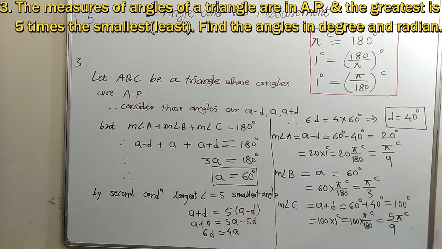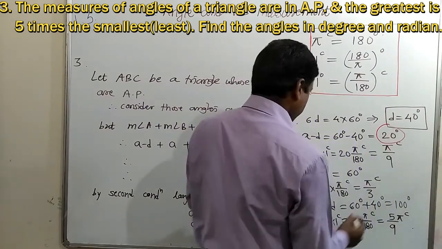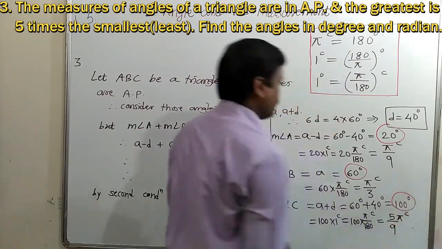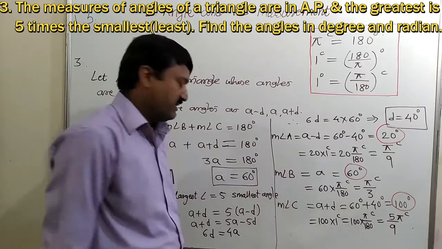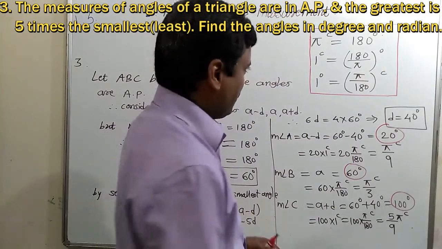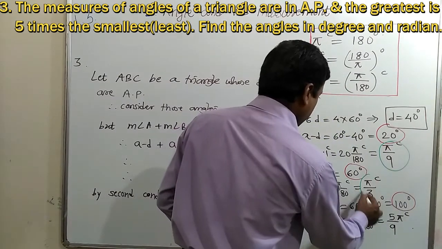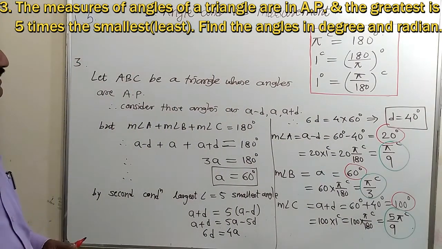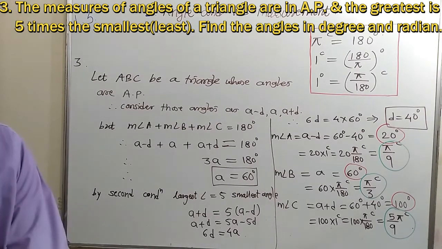So these are the measures of three angles A, B, C. Here we get the value of A as 20 degree, measure of angle B will be 60 degree, and measure of angle C will be 100 degree. So the angles of the triangle are 20, 60 and 100 degrees, and in radian measure they will be, first one is pi by 9 radian, second is pi by 3 radian, and third one is 5 pi by 9 radian. So these are the angles of the given triangle. Okay. Now we will move towards the next example.